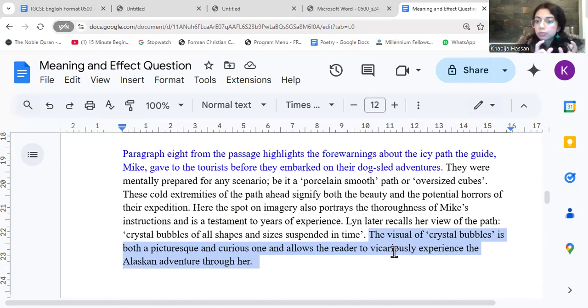So the visual of crystal bubbles is a very picturesque image, and it's a curious one, and it allows the reader to vicariously experience Alaskan adventure through her. So living vicariously means to again live through somebody. It's the same way when you watch those 73 Questions of Vogue that a celebrity is doing, and you get a feel of their life. So you kind of vicariously live their life by watching that video in a way. So again, when she talks about the crystal bubbles and creates an image of them, we as the reader, when we're not there, vicariously live through her.